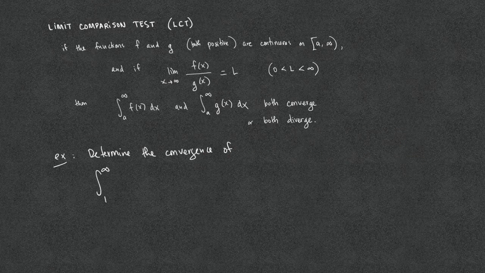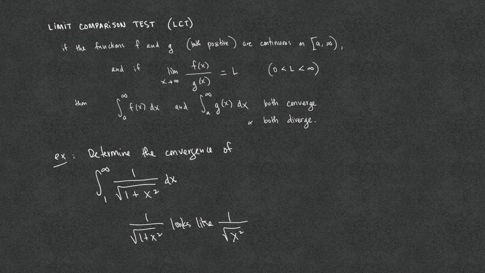For example, determine the convergence of the integral from 1 to infinity of 1 over the square root of 1 plus x squared dx. Notice that we had to come up with an inequality to do this because 1 over the square root of 1 plus x squared looks like 1 over the square root of x squared. We only use the leading terms. And this is 1 over x. We also know that the integral from 1 to infinity of 1 over x dx is divergent because it is the p integral with p equals 1.